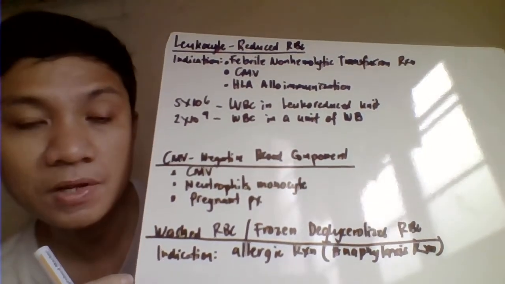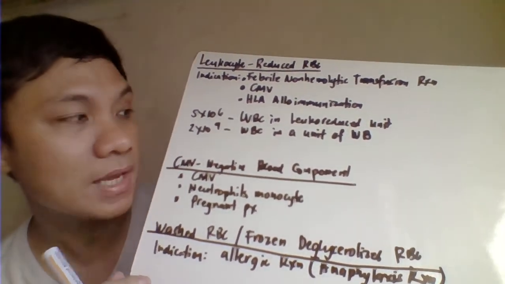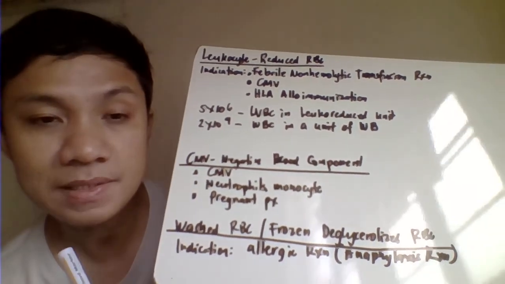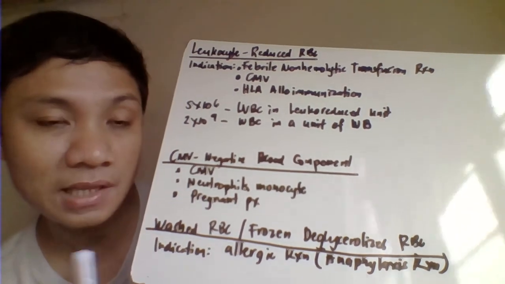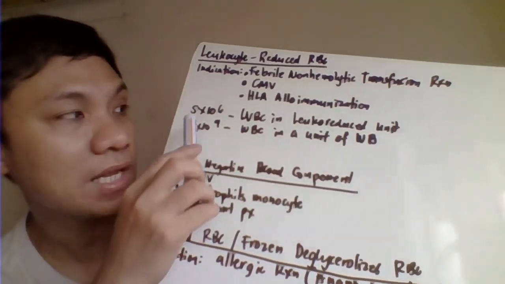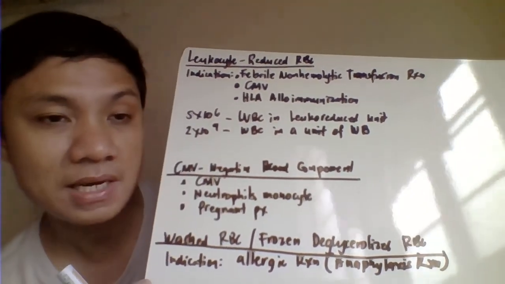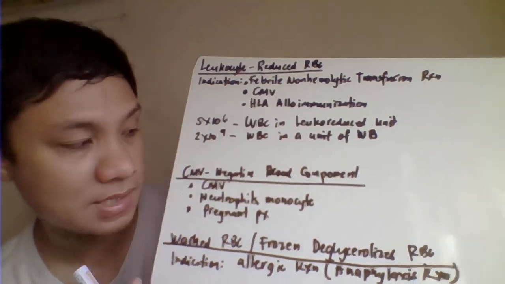Okay, so each unit of whole blood contains 2 times 10 to the 9 WBC count, but after the leukoreduction process, the WBC count should eventually be just this: what remains is 5 times 10 to the 6.